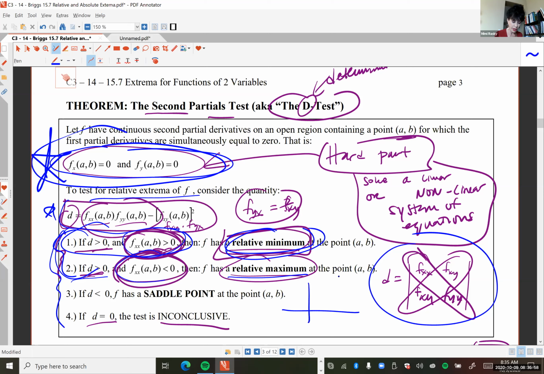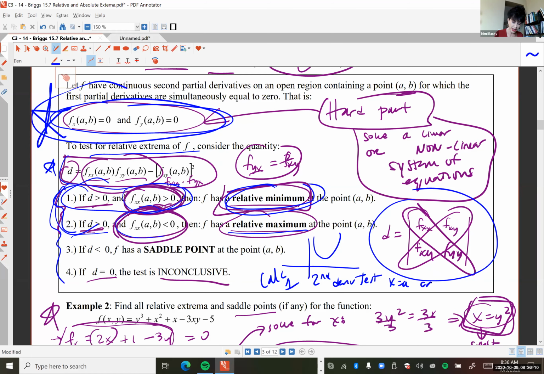If you recall from Calc 1, let's do a Calc 1 review again. The second derivative test said the following. If you have a critical point, say x equals a is a critical point, and you go get your second derivative and you evaluate your second derivative at that critical point. If you got a positive number, what that meant is that your graph had a concavity that was concave up, which means you have a rel min.